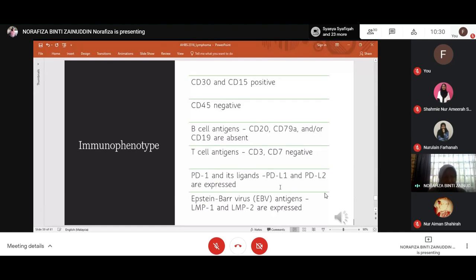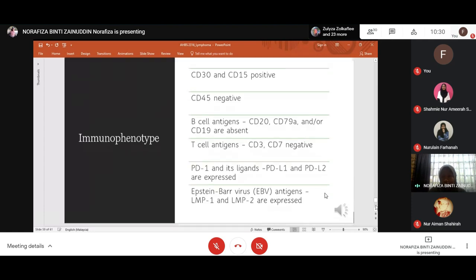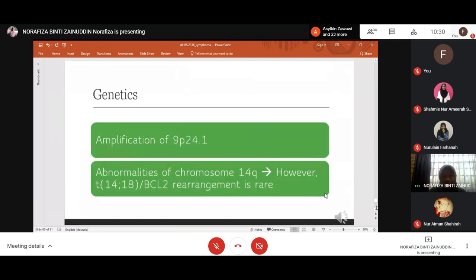Other antigens like CD25, HLA-DR, and CD95 can also be present in HL cells. Right. For the genetics, there is frequent amplification of chromosome 9p24.1, which is also associated with copy number gains of PDL1, PDL2, and also JAK2, all of which contribute to the pathogenesis of Hodgkin's lymphoma.